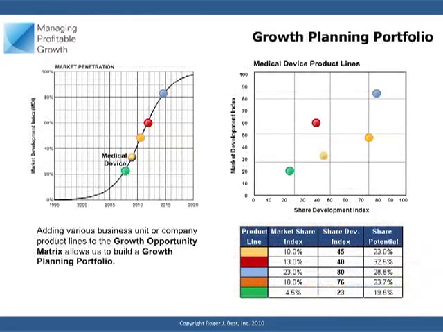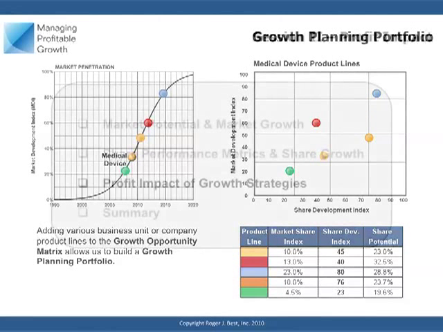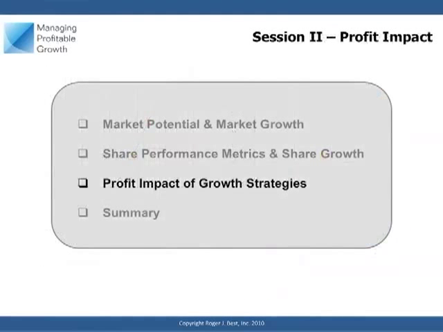Adding 5 medical device product lines to the growth planning matrix allows us to create a portfolio view of managing market and share growth for this medical device business. This clearly shows which product lines offer the greatest potential for future growth and how growth needs to be managed. In Part 3, we'll examine how to assess the product impact of market and share growth strategies.